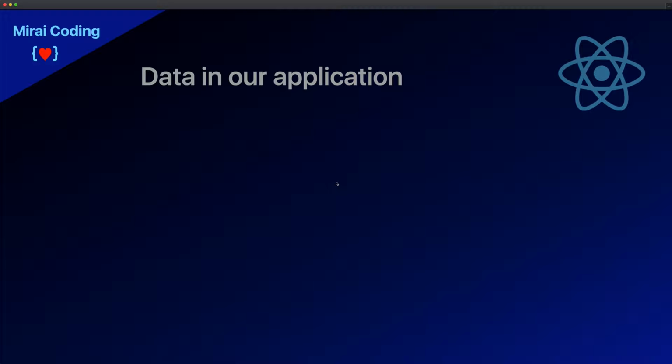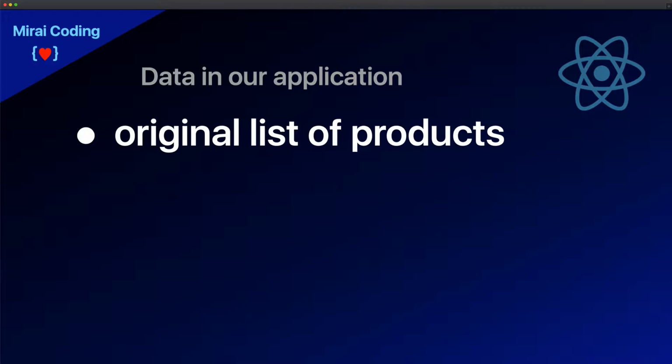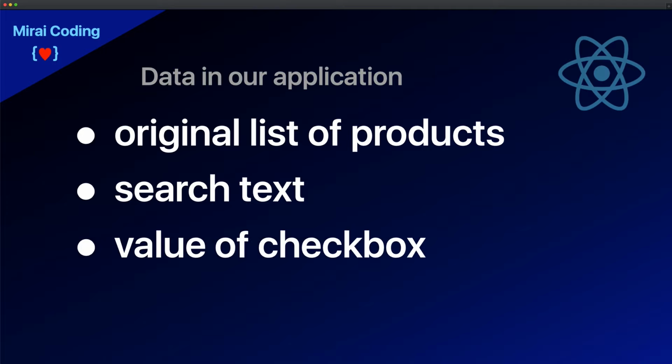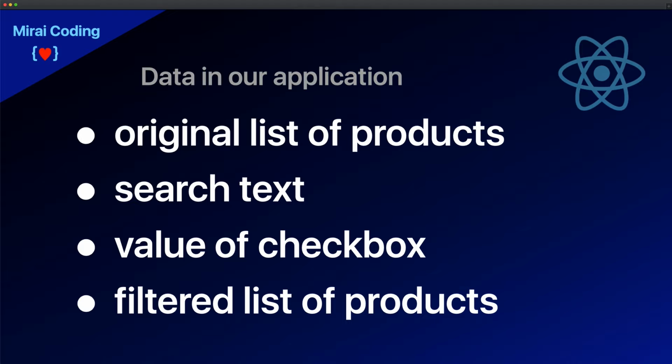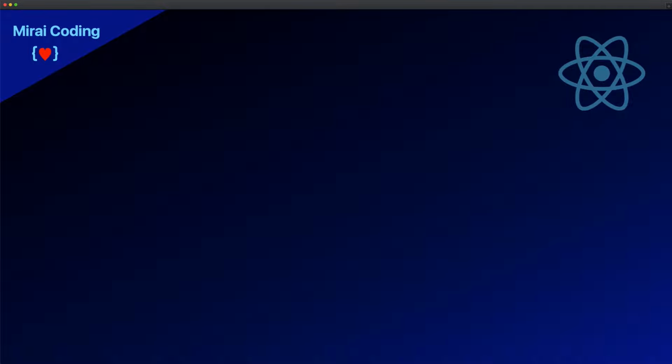Think of all of the pieces of data in our example application. We have the original list of products, the search text the user has entered, the value of the checkbox, and the filtered list of products. Let's go through each one and figure out which one is state.